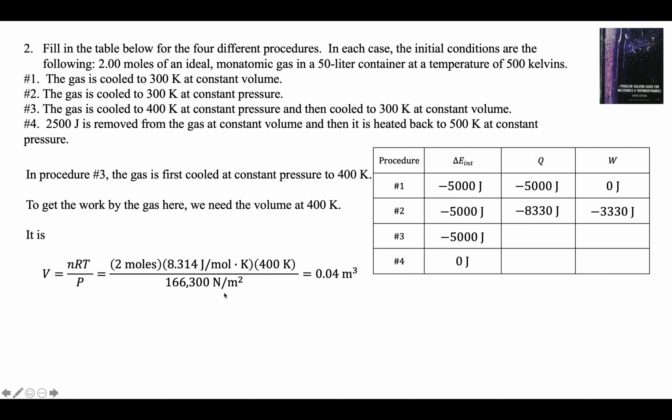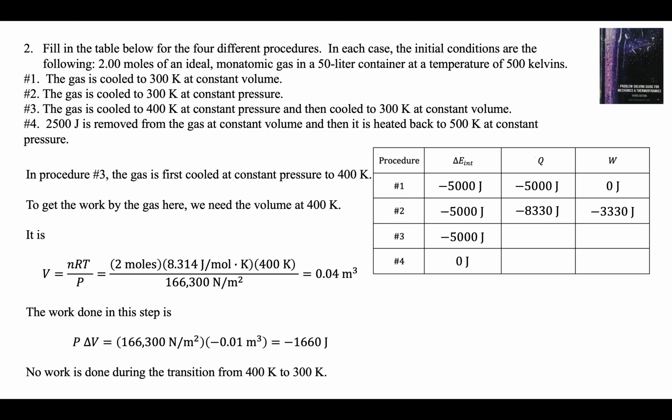We calculated that already. And not surprisingly, it's 4/5. The temperature is 4/5 of what it was. If it's constant pressure, the volume is going to be 4/5 of what it was. So it went from 50 liters to 40 liters. That's a change of minus 10 liters, which is minus 0.01 cubic meters. So there's the pressure. There's the change in volume. That's the work done. We can put that in the table.